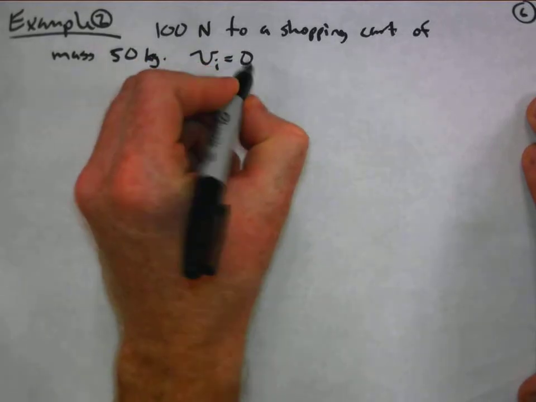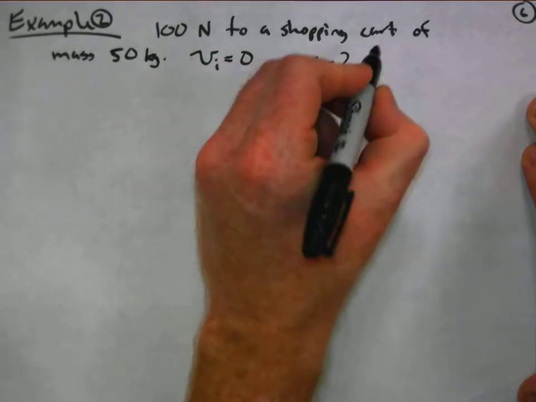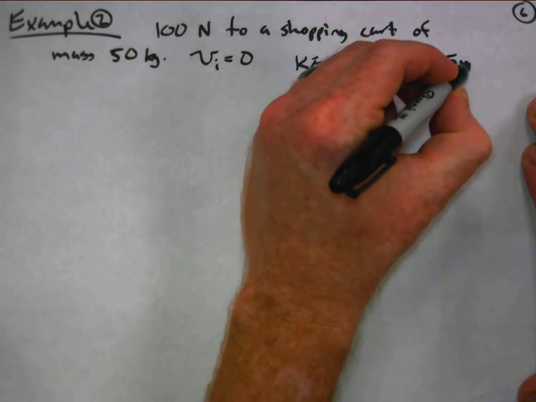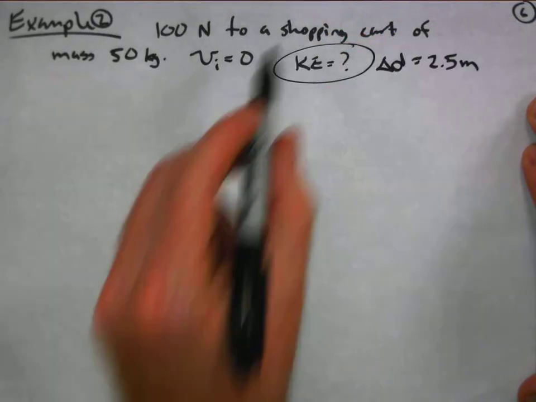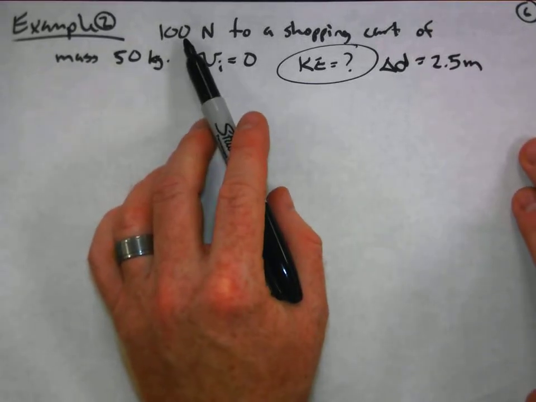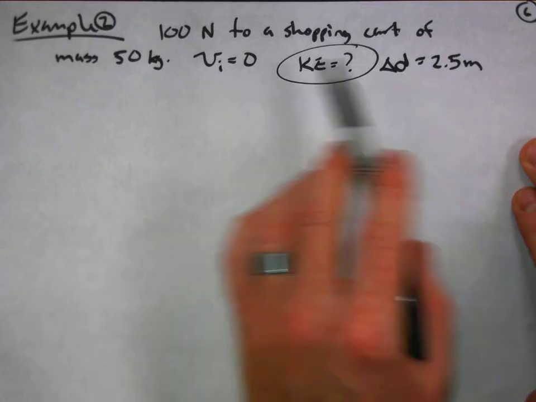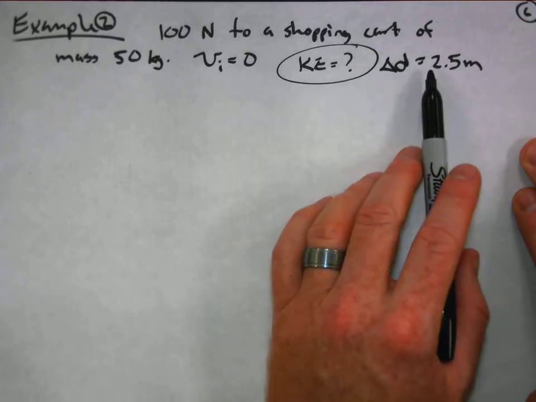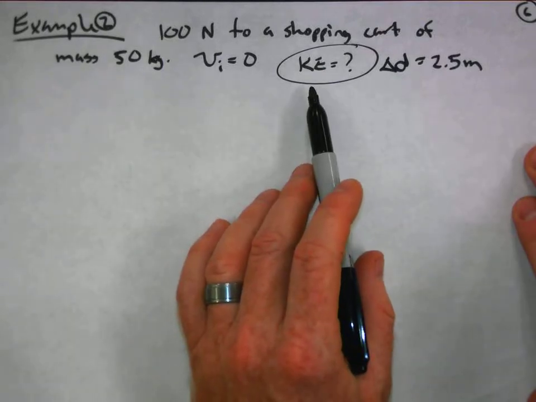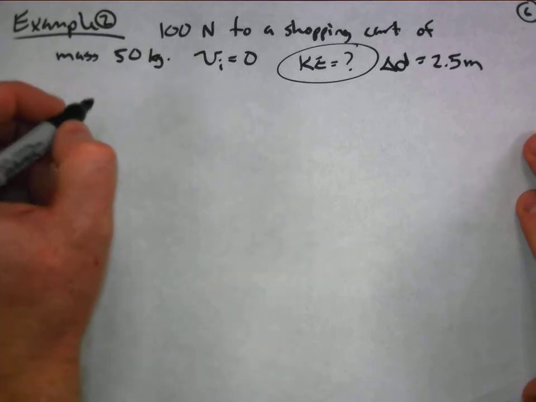So we want to know the kinetic energy, and we are given that it rolls 2.5 meters. So here's the thing we're looking for, and we know the force that you're applying, and we know the mass, we know initial velocity, and we know distance. We do not know final velocity. That's fine. We can work this out. So here's another way of looking at work and kinetic energy now.